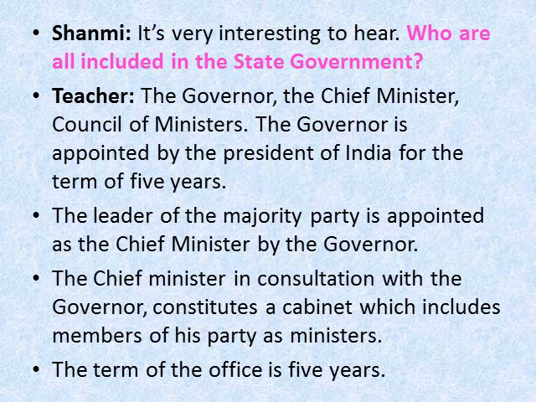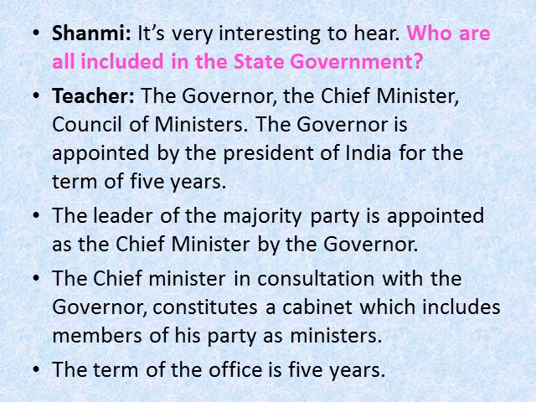Who is appointed as the Chief Minister? The leader of the majority party. And who will appoint the chief minister? It is the governor. The governor is appointed by the president. The leader of the majority party is appointed as chief minister by the governor. The chief minister, in consultation with the governor, constitutes a cabinet which includes members of his party as ministers. The term of the office is 5 years.